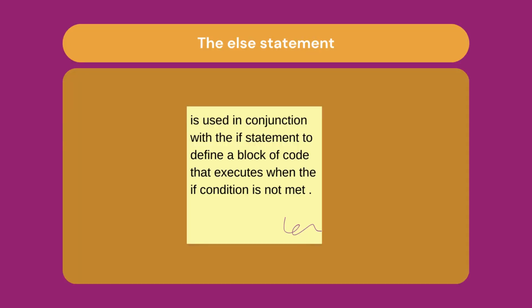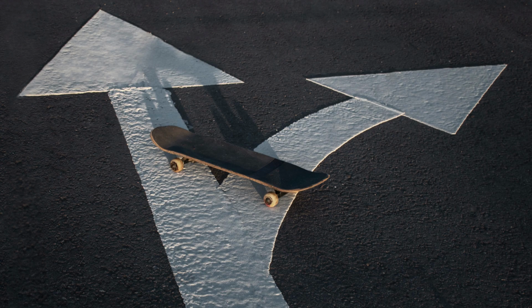The else statement is used in conjunction with the if statement to define a block of code that executes when the if condition is not met. It provides an alternative code path when the condition of the if statement is not satisfied. Here is how it works.